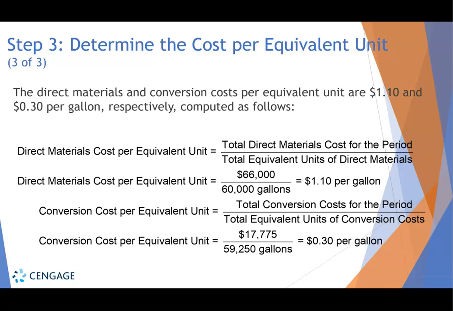For conversion costs, we have $17,775 of conversion costs, and the amount of gallons we need to assign, 59,250 gallons. So for conversion purposes, it's 30 cents per gallon.